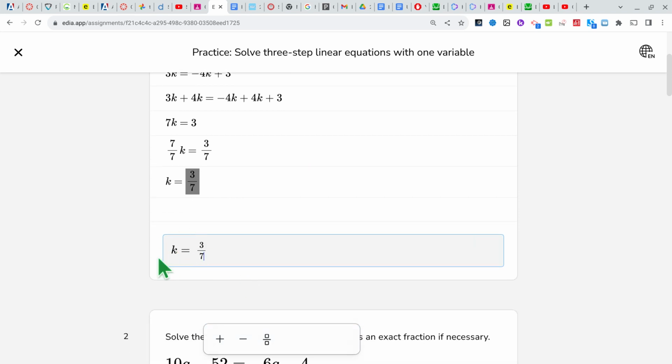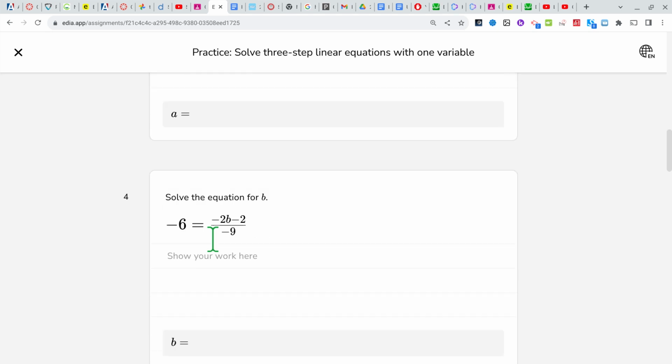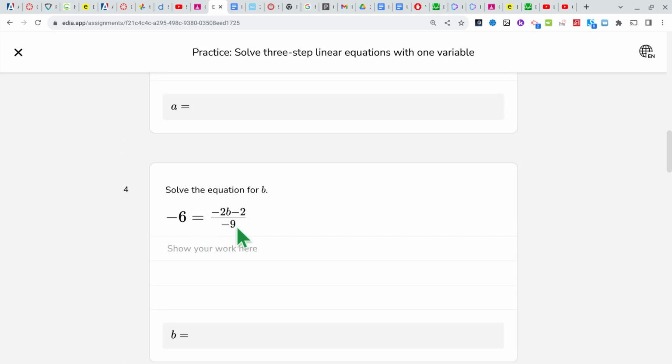Make sure to put the answer in the bottom. All right, you have to do the next one, and the next one, and the next one. I'm going to do this one right here because it has a fraction, so I can show you how to do that one. Remember, it takes 3 steps. So I'll do it here.